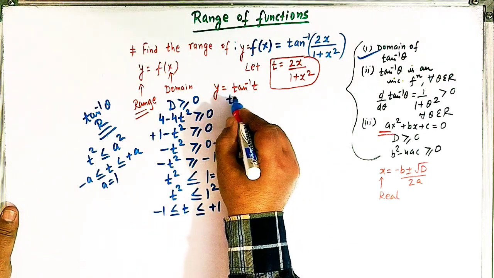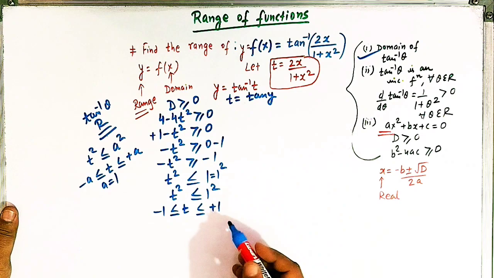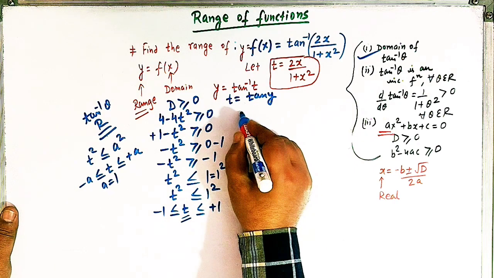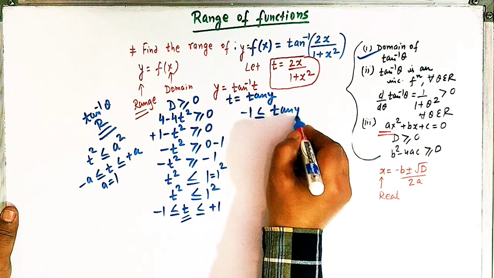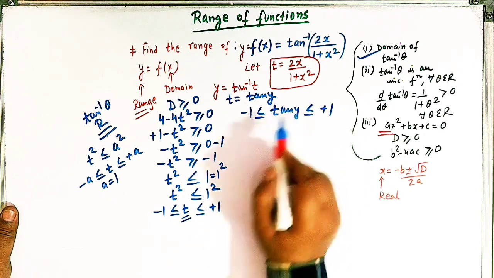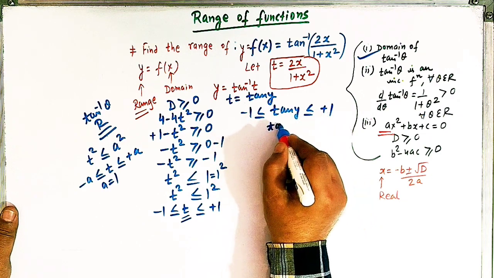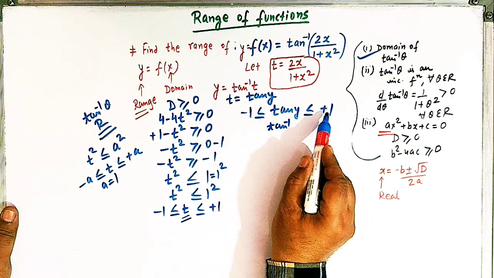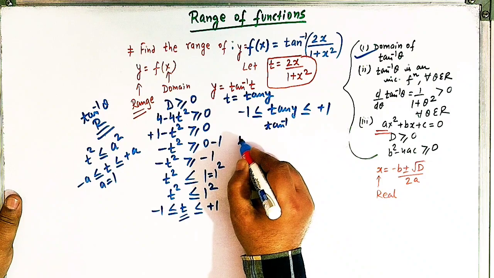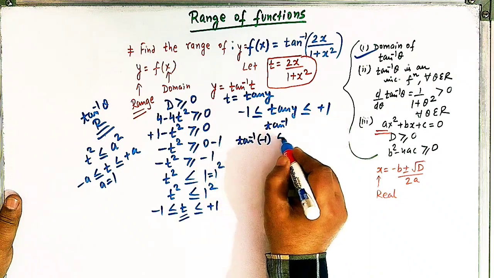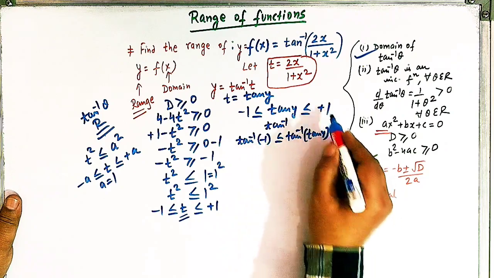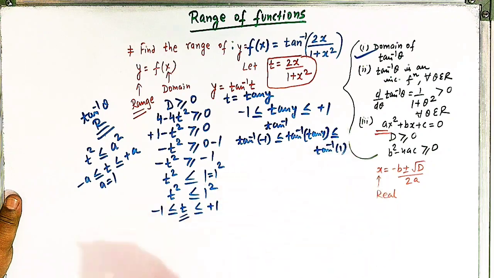From this relation we have t is equal to tangent of y, right? So taking t is equal to tangent of y, in this inequality we have -1 less than or equal to tan y, and here we have +1. Right? Now to get the value of y, we'll take the tan inverse of all these three numbers. So taking the tan inverse of these three numbers, we have tan inverse of -1, then tan inverse of tan y, and then here we have tan inverse of 1, right?